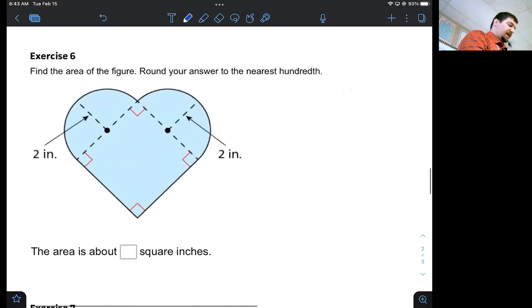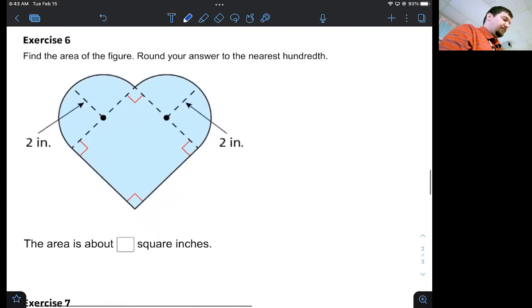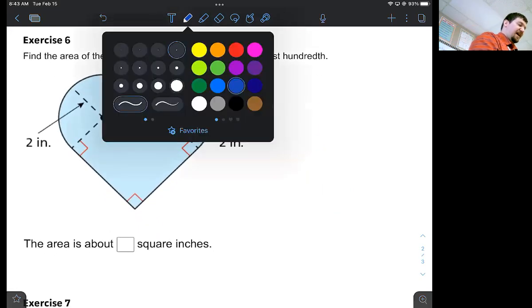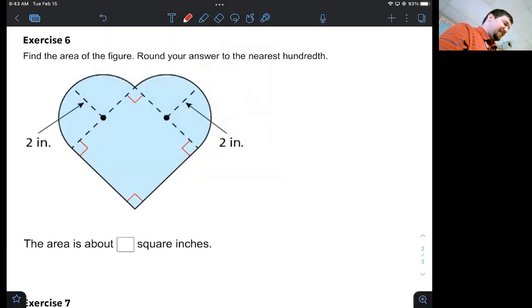All right, number 5 is not there. Number 6 is our next one. A Valentine's heart for us. Find the area of the figure, round your answer to nearest hundredth. So again, yesterday I would have asked you how many sides you see. I see 4 sides, by the way, but I'm not going to ask you that today because we're not doing perimeter. I'm going to ask you what shapes you see. What shapes do you see inside the heart?